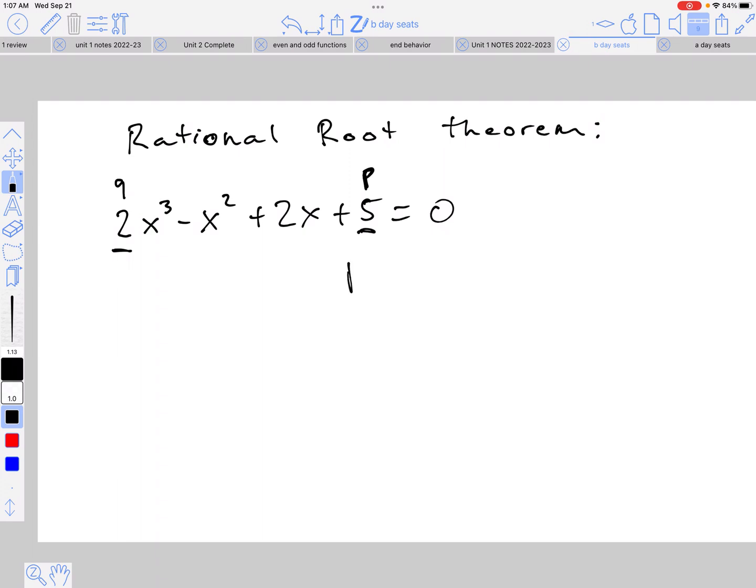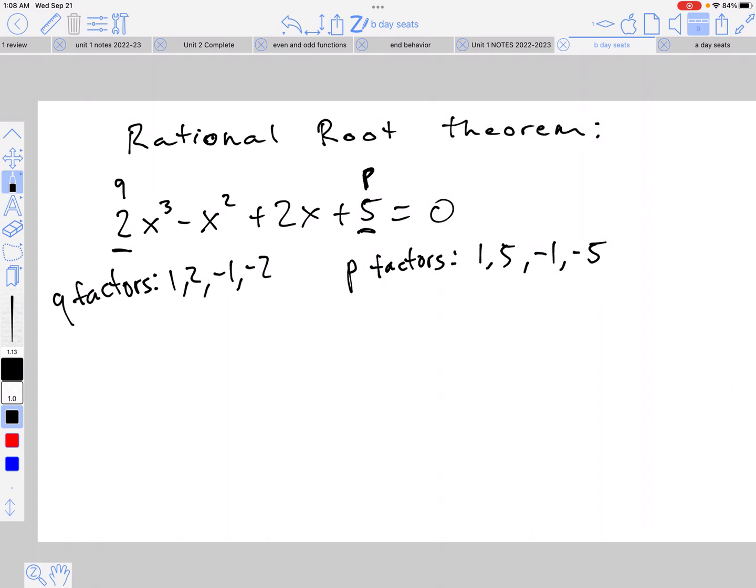So I'm going to list all the factors of P. So I have 1, 5, but I also have -1 and -5. Okay, so don't forget that. And then the factors of Q, I'm going to get 1 and 2, and then -1 and -2. All right, so then we have to take every factor of P and divide it by every factor of Q. So the list is pretty long.